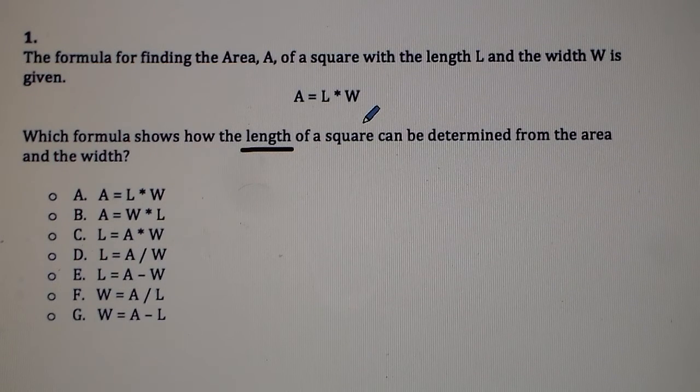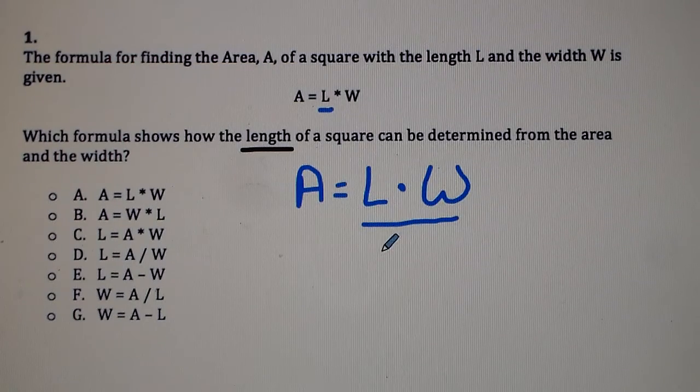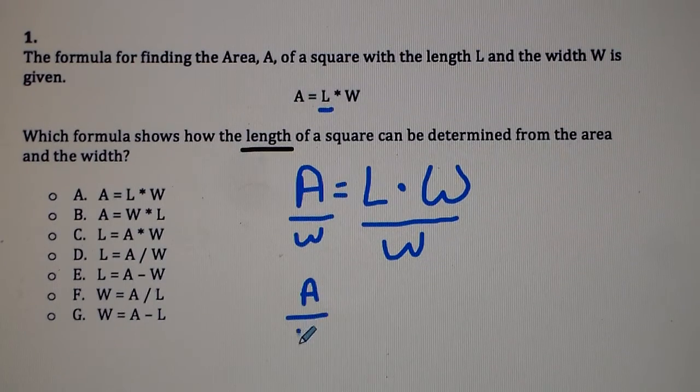So from the area formula here, our goal is to get the L by itself. To get that L by itself, this is L times W. The opposite of times is division. So our area formula is equal to length times width. To get the L by itself, we do the opposite of times W, so we divide by W on both sides. So A divided by W is equal to L. So the length by itself is A divided by W.